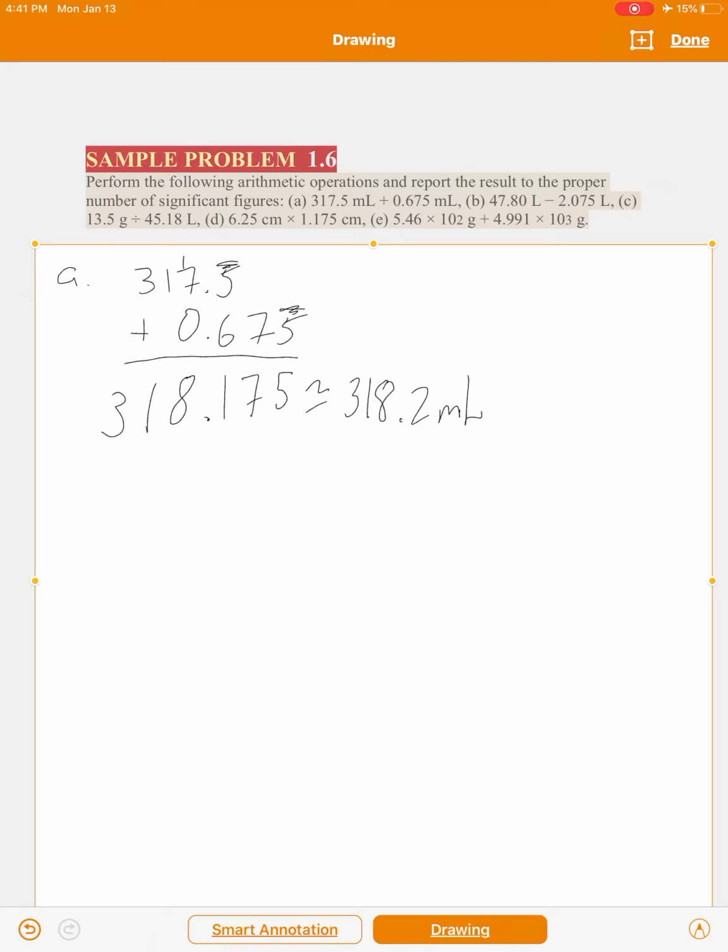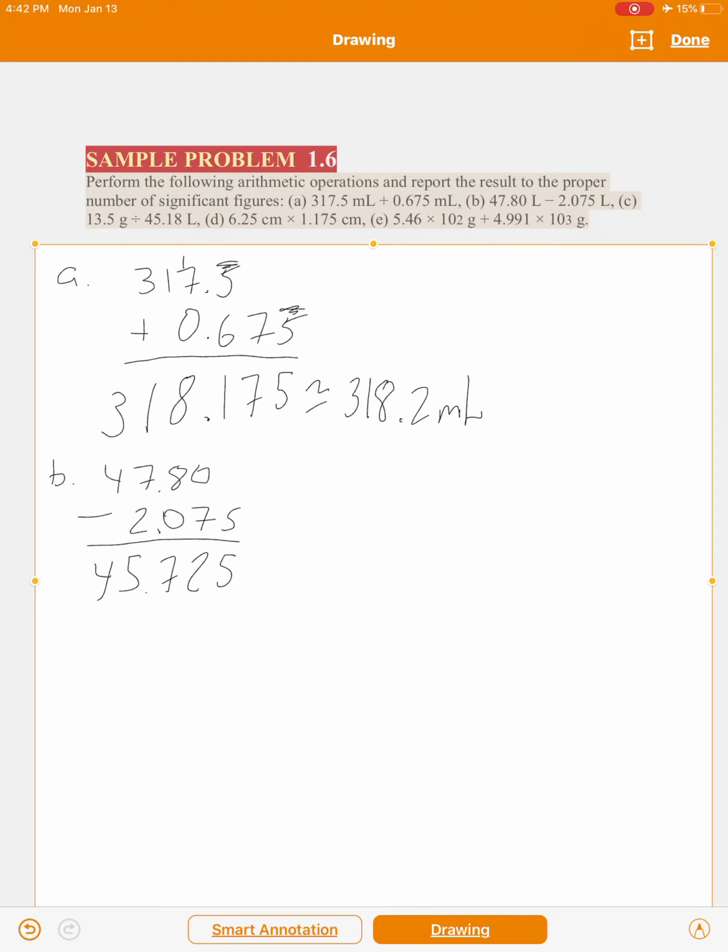Let's take a look at B. B is also addition subtraction. This one is a subtraction problem. So again, you line them up with the decimal points essentially on top of each other. 2.075. And then here we're going to do our subtraction. So we're going to have to do some carrying on this one. So that's a 5, that's a 2, that's a 7, and then that's a 5, and then that's a 4.